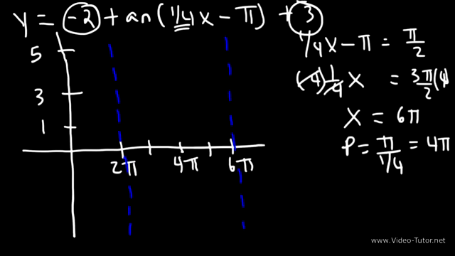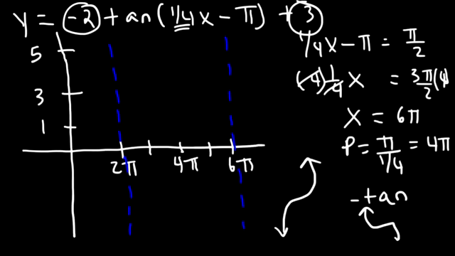Now we have negative tangent. We know that positive tangent is an increasing function. Negative tangent is a decreasing function. So what that means is that at 4 pi, it's going to be at the center line, which is 3. Since it's decreasing, at 3 pi it has to be above it. It has to be at 5. And at 5 pi, it's going to be at 1. So we can clearly see that it's decreasing. And so the graph is going to look like that.